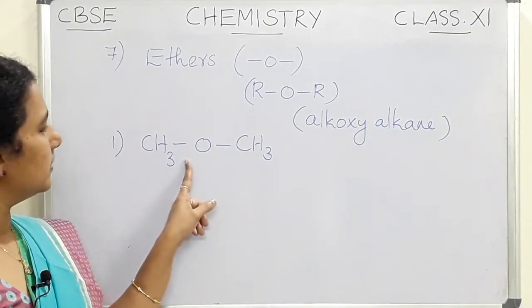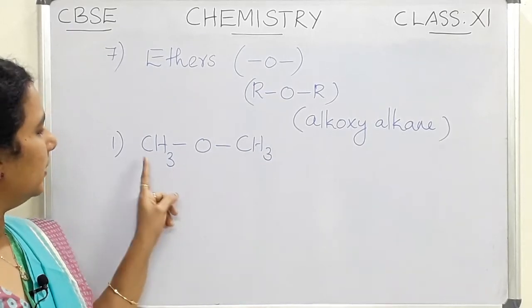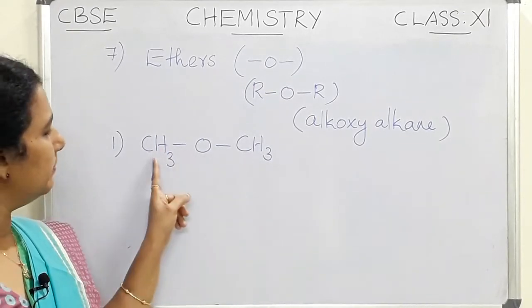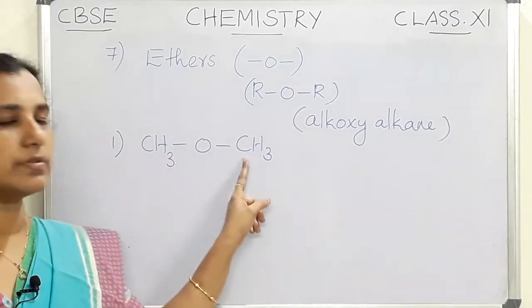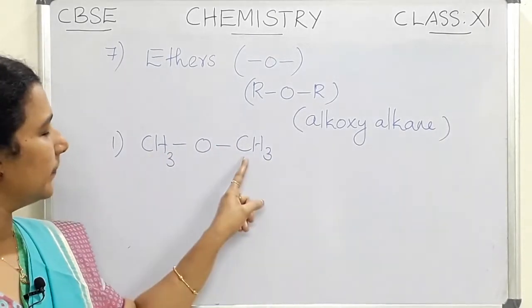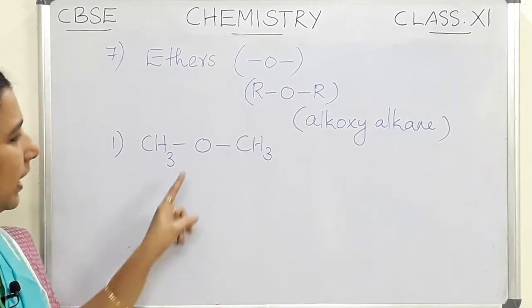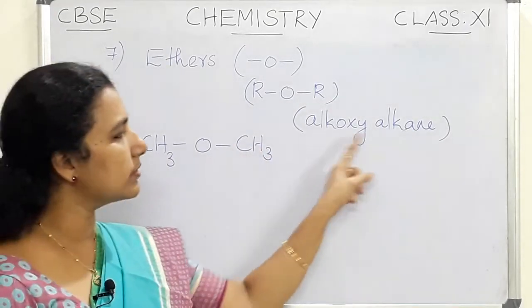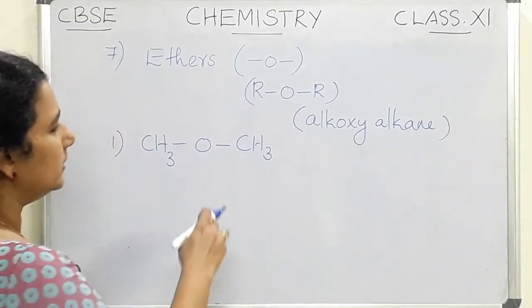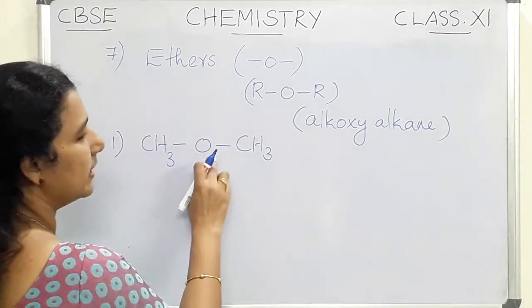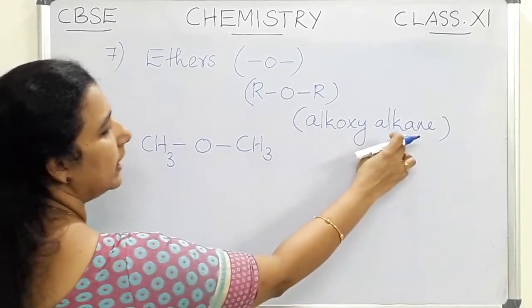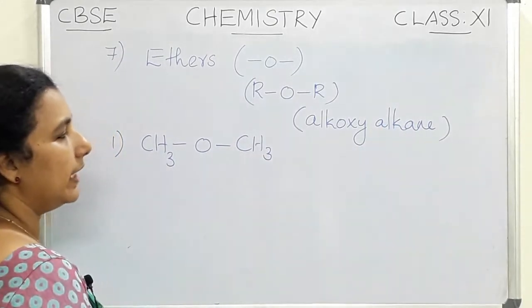This is the simplest ether. Here, simple alkyl groups are attached on both sides. This is a methyl group, and this is also a methyl group. So both sides alkyl groups are attached and it is named as alkoxyalkane. Consider the first part, or any part, as the alkoxy part, and the other part is considered as the alkane part.